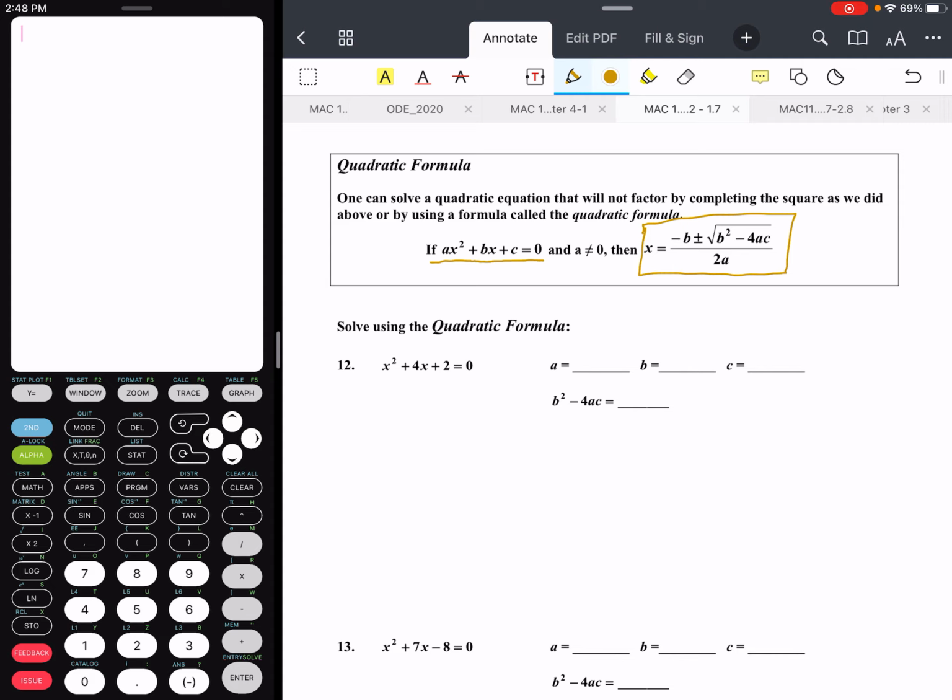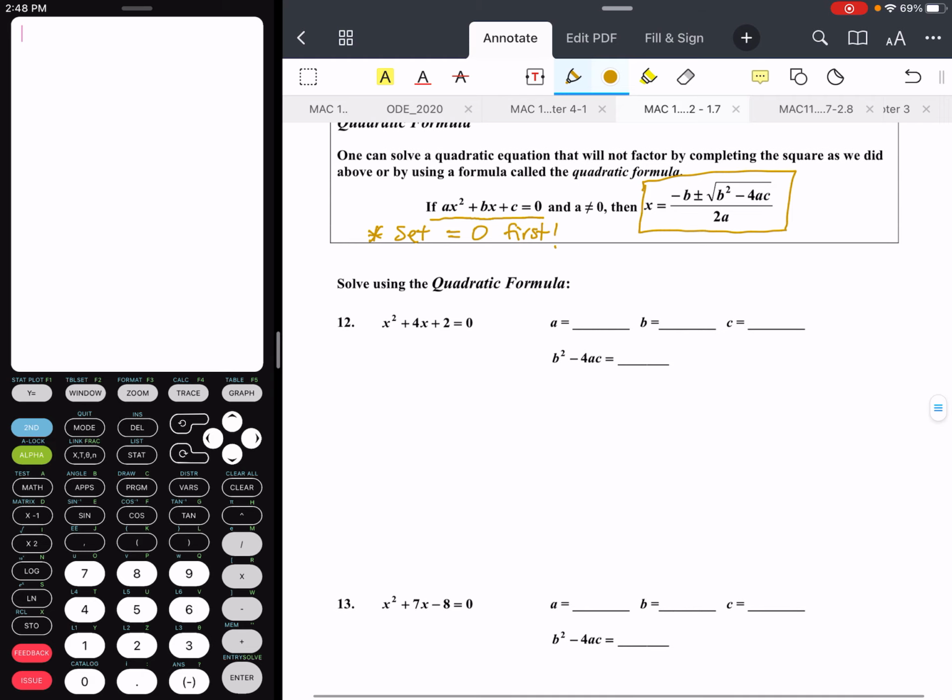Okay, so these a's, b's, and c's are all coefficients in your quadratic formula. And before you get started, remember to set your equation equal to 0 first before you do anything. Looking here at numbers 12 and 13, they're already set equal to 0, so we don't need to worry about that. But just always keep that in mind. You need to make sure your equation is set equal to 0 first before proceeding.